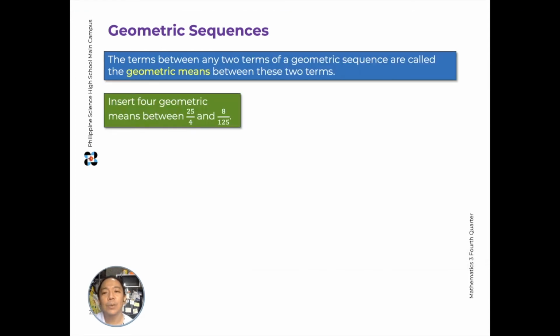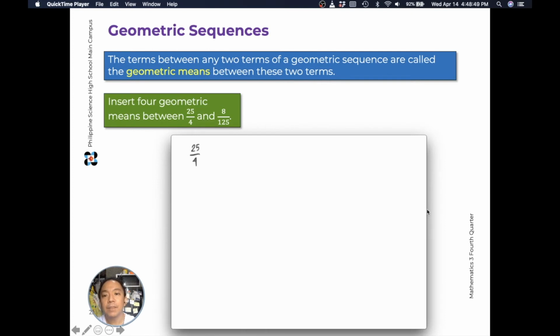In arithmetic sequences, we have arithmetic means. Inserting a number of terms between two terms of a geometric sequence would be finding the geometric means between those two terms. So it's a similar idea to the arithmetic means. In this example, we want to insert 4 geometric means between 25 over 4 and 8 over 125. Let's illustrate the problem. So between 25 over 4 and 8 over 125, we want to insert 4 terms, such that this would be a geometric sequence. Let's define our variables.